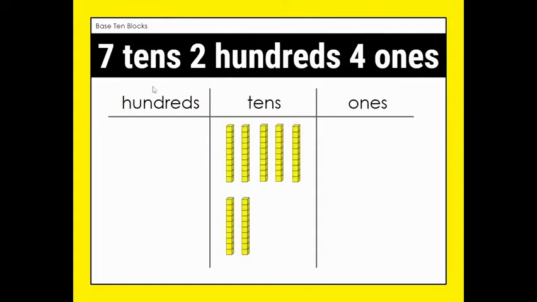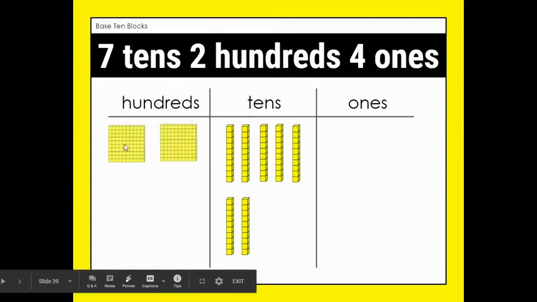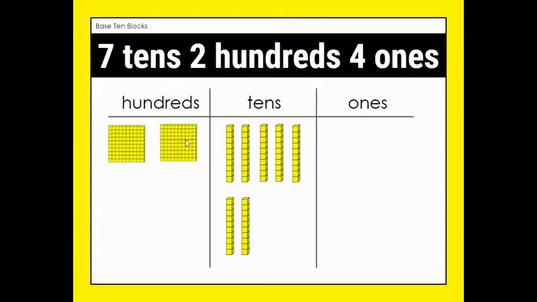So when we're looking at this, it says 7 tens. So I'm going to put my 7 tens in the tens place value. So let's count 10, 20, 30, 40, 50, 60, 70. So the value of our 7 tens is 70. Next, we have our 2 hundreds. So that goes in our hundreds place value. 100, 200. So the value of our 2 hundreds is 200.